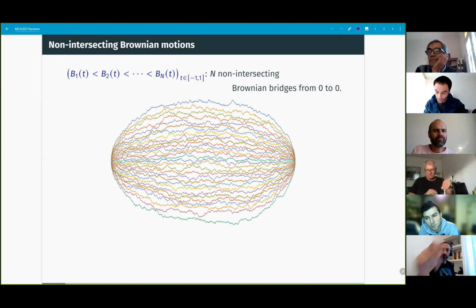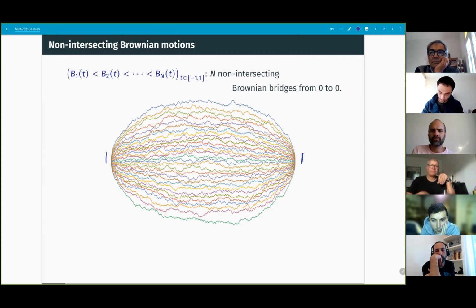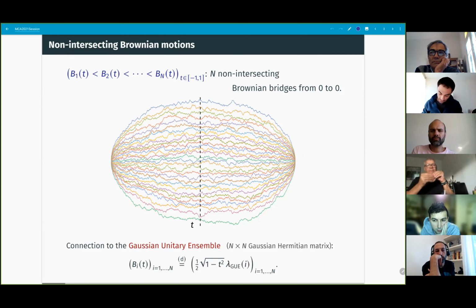In the physics literature, people call this the watermelon model, because of course it looks like a watermelon. So these are non-intersecting Brownian motions, and the very first connection to random matrices is the following.